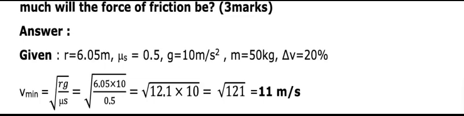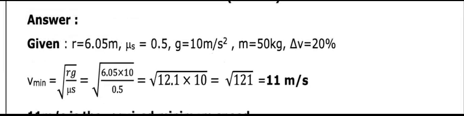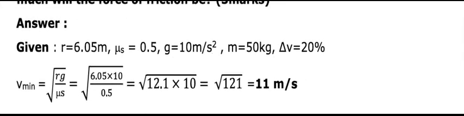Mu s, many times this s will be a suffix part, so remember this is your suffix here. Mu s is your coefficient of friction, and that is 0.5. Normally we write the suffix s, but here I am writing just mu s directly.